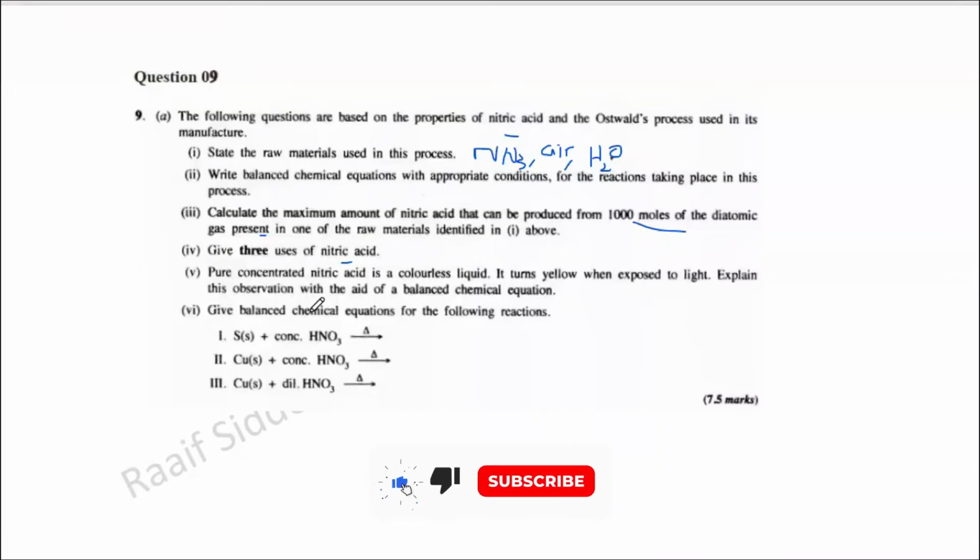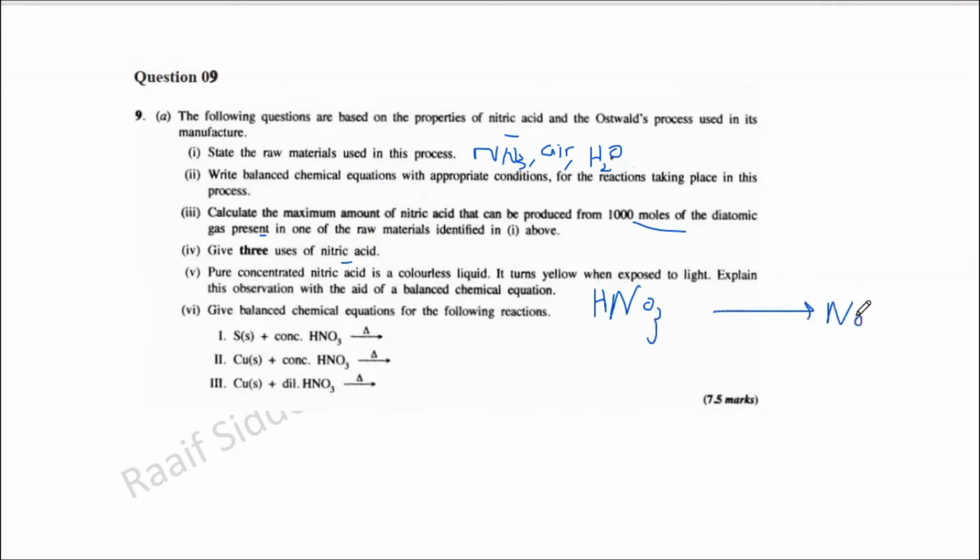And pure concentrated nitric acid is a colorless liquid. So you all know, we discussed this nitric acid before. Normally when you have nitric acid, we see it in a colorless state, but when this is exposed to light, it turns yellow. So they are asking, explain this observation. So basically what is happening here is, when you have HNO3 and you expose it to light, it will give NO2, O2 and water.